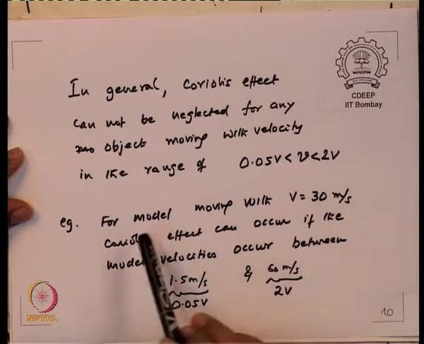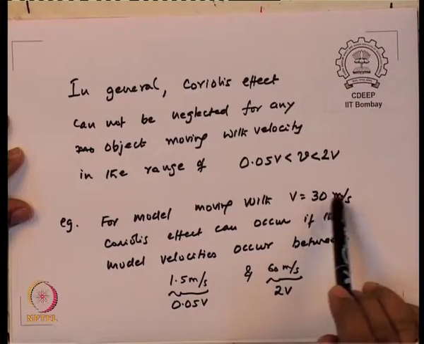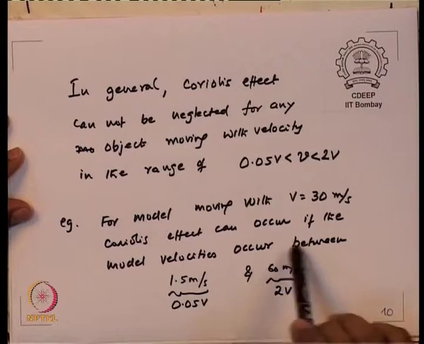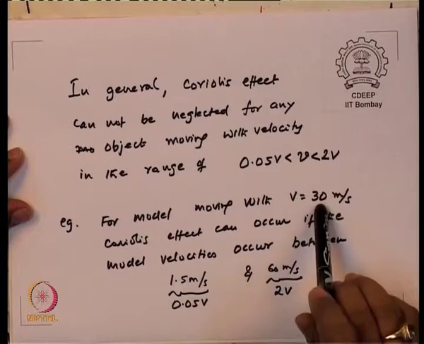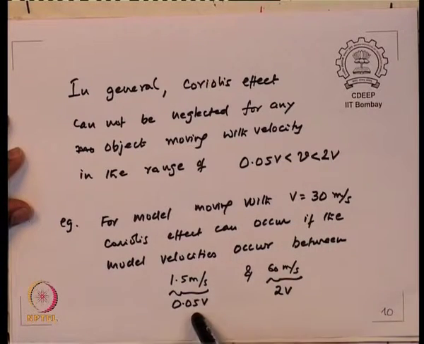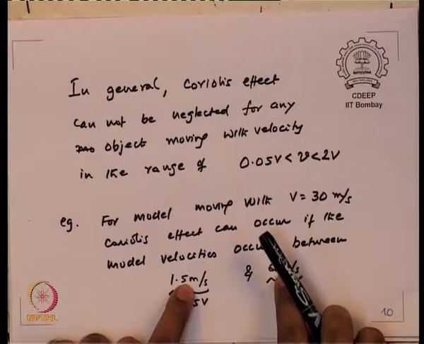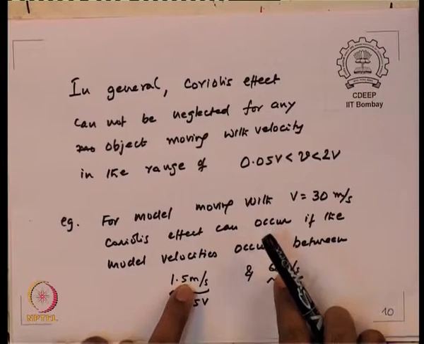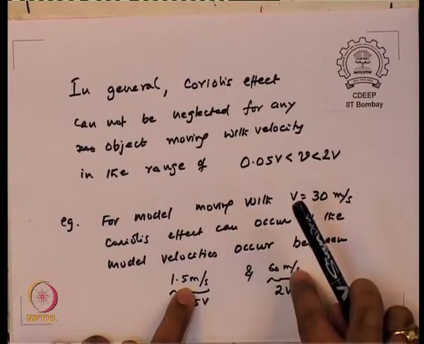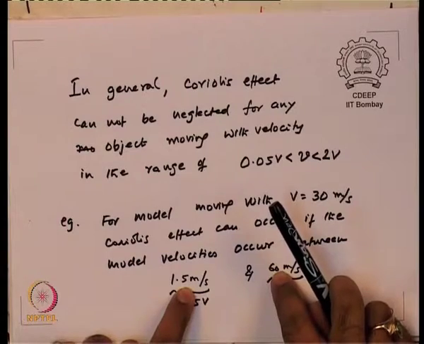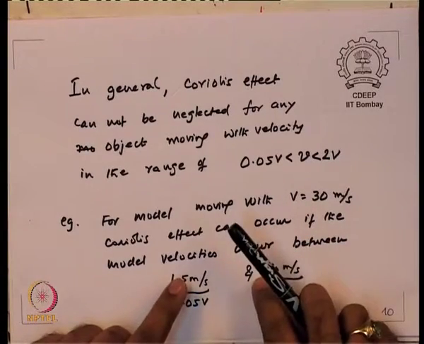So for example, if we have a model with V equal to 30 meter per second, Coriolis effect can occur if the velocity lies between 0.05 times 30, which is 1.5 meter per second, and 2V, that is 60 meter per second. So if the velocities of the moving object within the model are within 1.5 meter per second to 60 meter per second, then we can say that the model is subjected to Coriolis effect; otherwise the model is free from Coriolis effects.